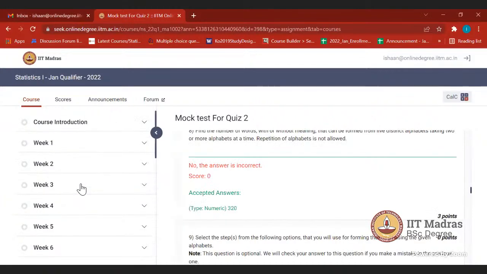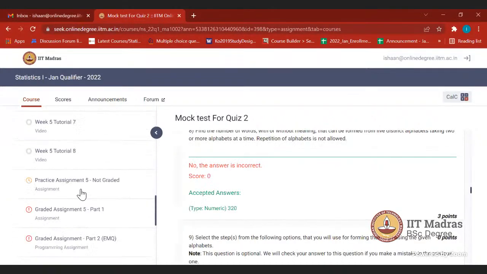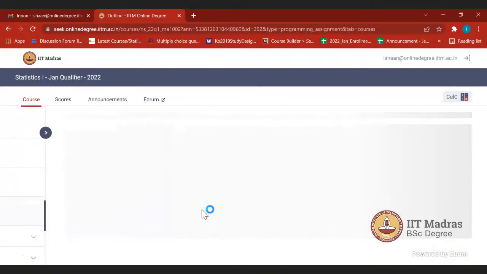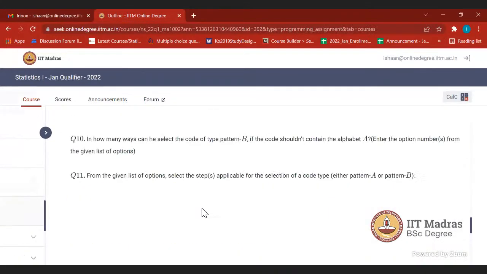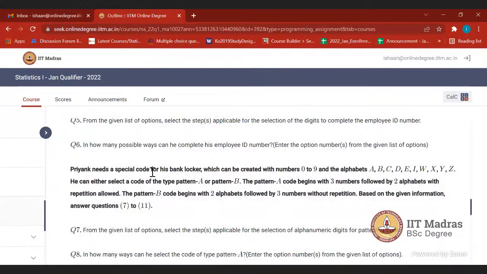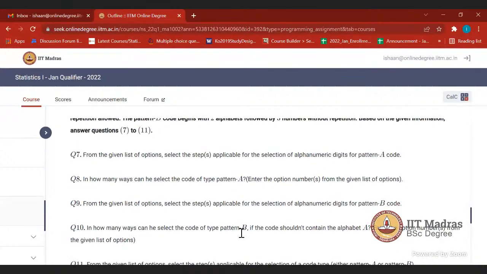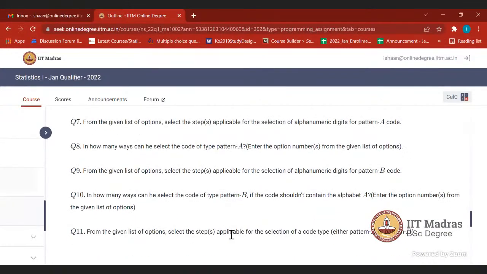For non-simultaneous occurrence, we check this example. There is some bank locker, and the bank locker code could be of either pattern A type or pattern B type. You have to select the steps applicable for selection of the code type. So you will select either pattern A or pattern B. You cannot select both at the same time or one after the other. You have to go with only one of them. That's a non-simultaneous occurrence.